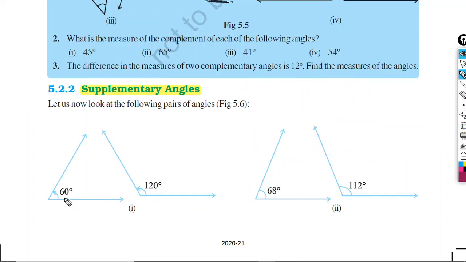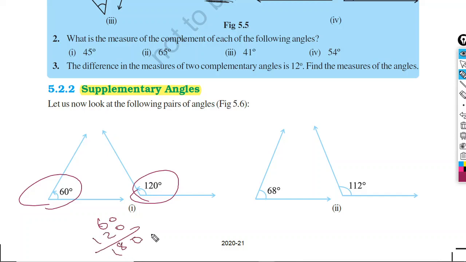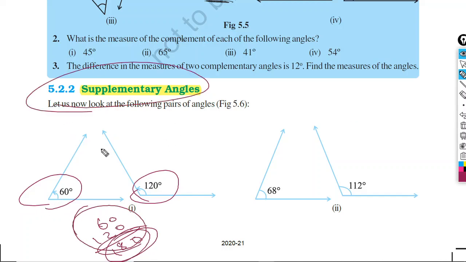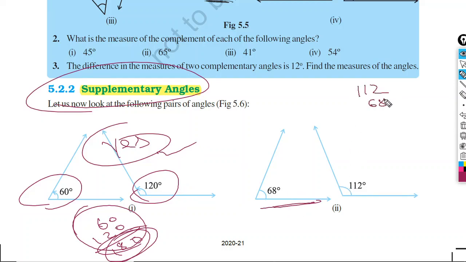Now look at it. There are two angles, one is 60 and one is 120 degrees. Now please find the sum of the measures. 60 plus 120 is equal to 180. So the sum of the measure of two angles is 180. Can we call them supplementary angles? Yes, they are supplementary angles. Now again you come to here, there are two angles. Now find the sum: 112 plus 68.